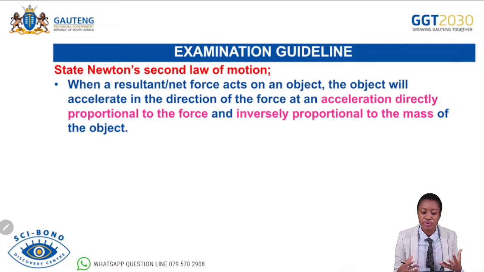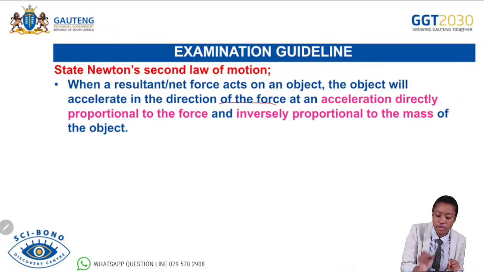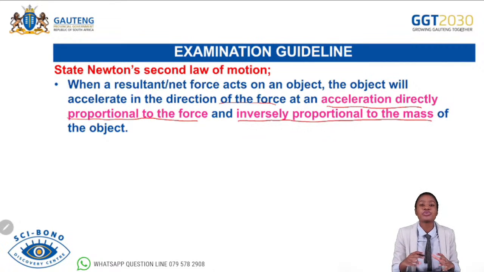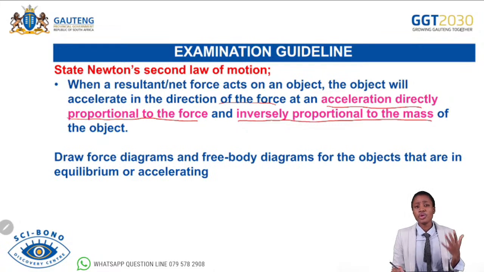And then you should be able to state that when a resultant or a net force acts on an object, the object will accelerate in the direction of the force at an acceleration that is directly proportional to the force and inversely proportional to the mass of the object. We've been emphasizing this whole morning the direction of acceleration and the proportionality relationships, whether it is direct or inverse. So when you state Newton's second law, you cannot put it any other way. It's 2 marks or nothing.